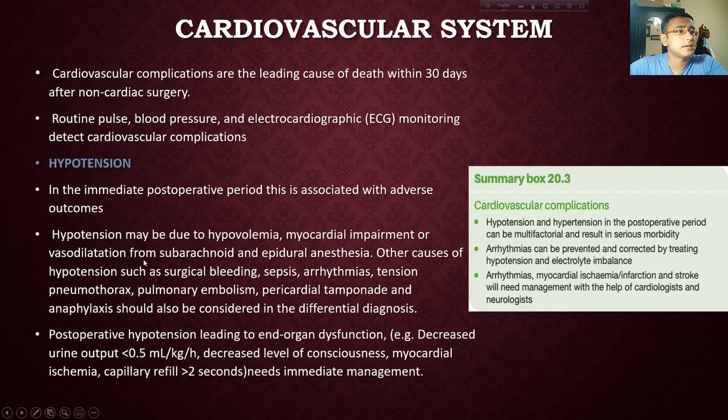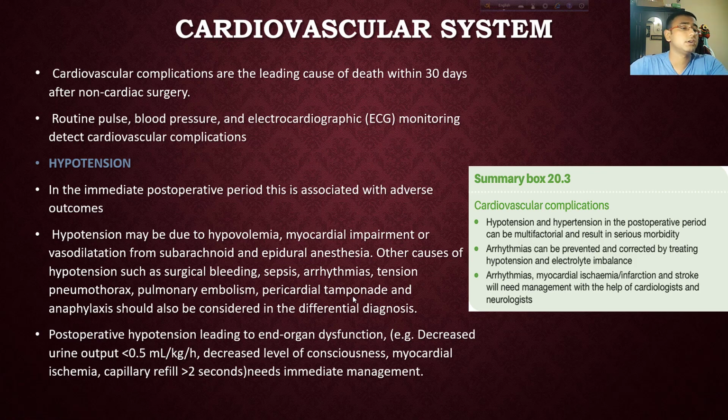and vasodilation from subarachnoid or epidural anesthesia. Other causes of hypotension: surgical bleeding, sepsis, arrhythmias, tension pneumothorax, pulmonary embolism, pericardial tamponade, and anaphylaxis should also be considered in the differential diagnosis. So these all can occur, not all at once, but individual problems can occur in individual patients.